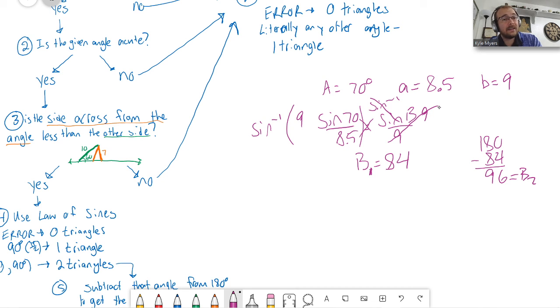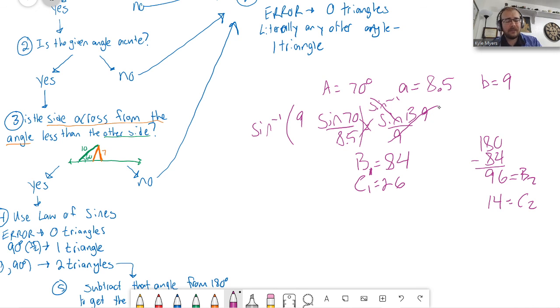Then I can figure out what C is for both. I just do 180 minus 84 minus 70, and that gives me 26, so C1 is 26. I just found the third angle by subtracting from 180. Every triangle's angles have to add up to 180, so I do 180 minus 70, which is in both triangles because that's an initial given, minus 96, and I get 14. So C2 is 14.